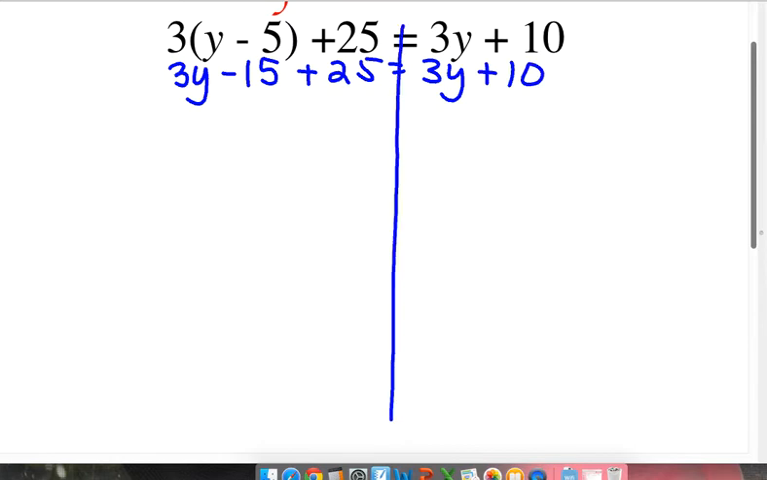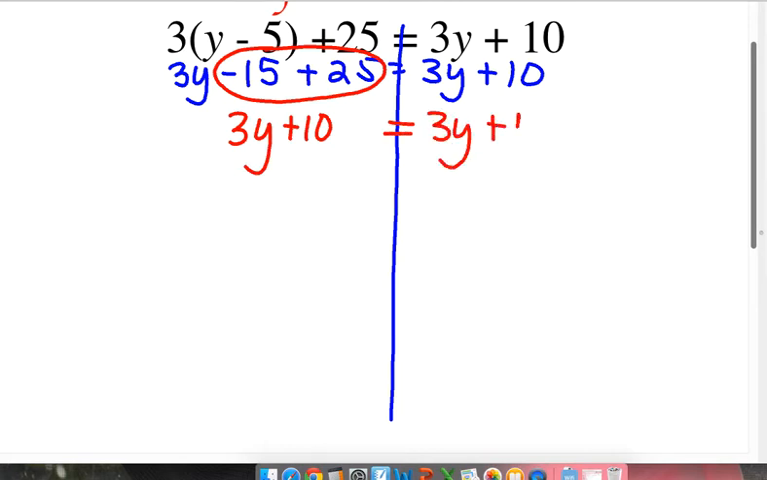Looking at the left side, I notice that I have a minus 15 and a plus 25 that I can put together. They're on the same side of the equation, so I'm just going to combine these two pieces. And negative 15 plus 25 gives me plus 10. And I'm going to bring down my 3y, and I'm going to rewrite everything else that I have on the right side of the equation.